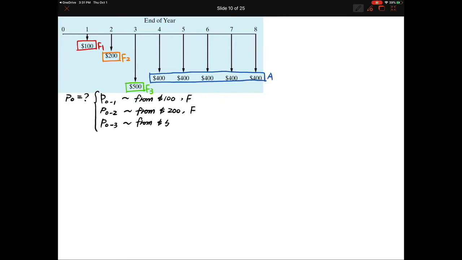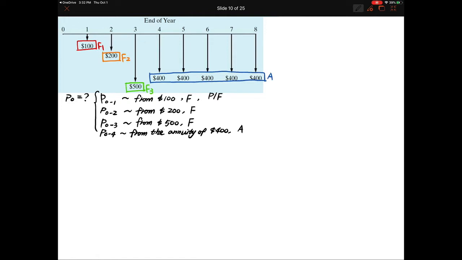The third part is from the 500. Okay, again it's a future value. And the fourth part is from the annuity of 400, and it is annuity type of cash flow, right? Okay, so you can also label it here.